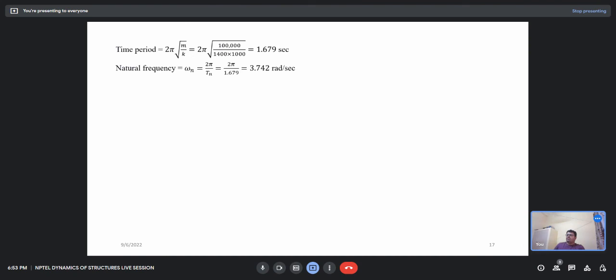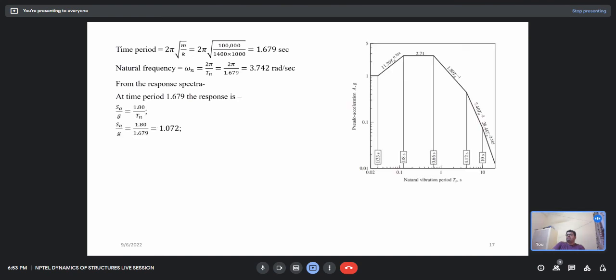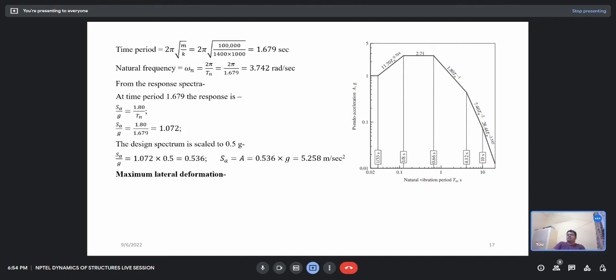Natural frequency is 3.742. So from the response spectra, for time period 1.679, it gives me the SA by G as the same 1.072, and the design spectrum is 0.5 G, and the SA by G comes out to be 0.536. And if I multiply it with G, I get 5.258, and the maximum lateral deformation comes out to be D equal to A by omega n square. So D becomes 375.53, whatever we got in the first part.